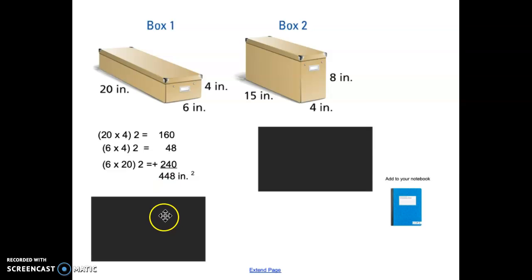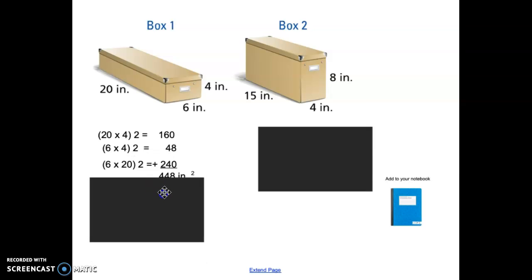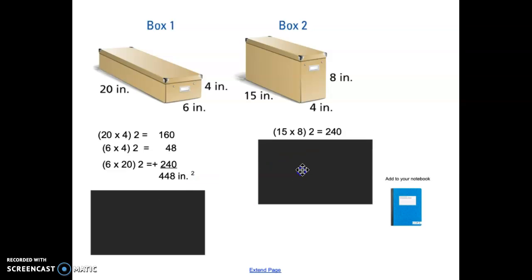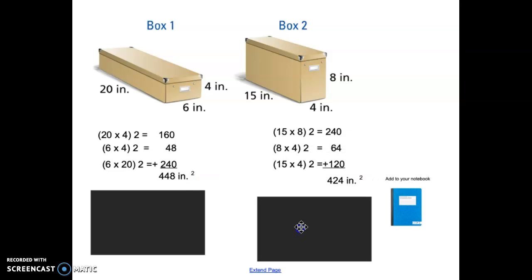All right, so there's another way to do it instead of drawing out the net. Go ahead, make sure that's in your notebook, and then let's take a look at this next one. Same way. So here we just really took the dimensions of the faces. We've got this face here, which is 15 by 8. I know that because this side is 8, so that means this length is 8.